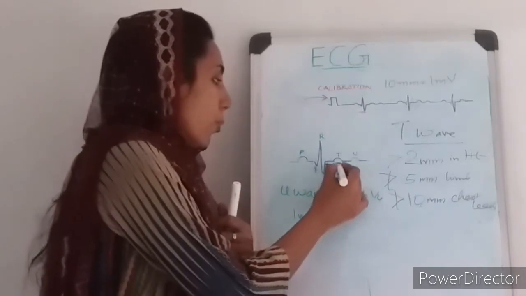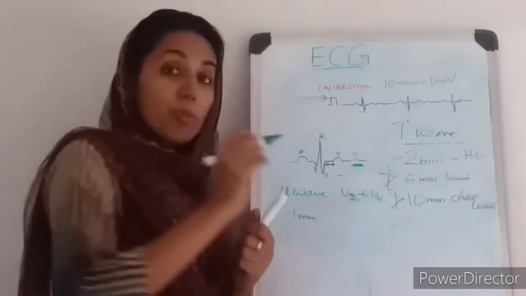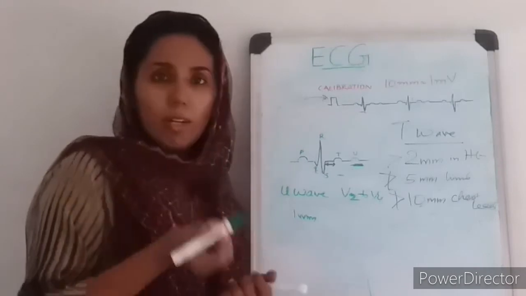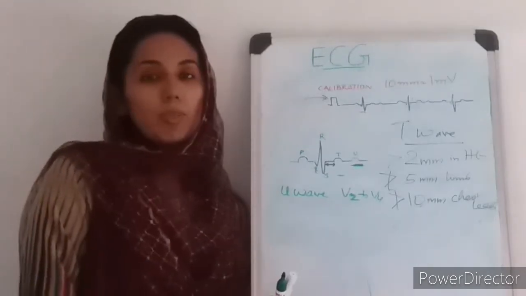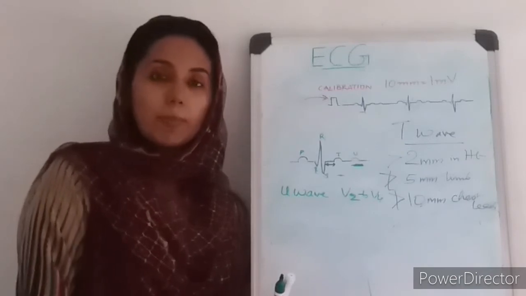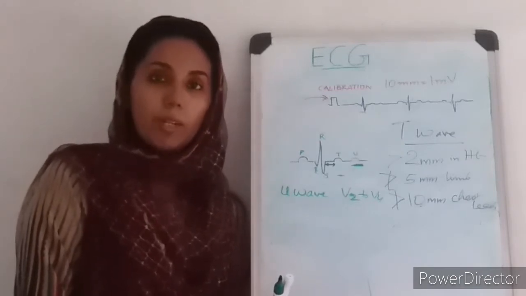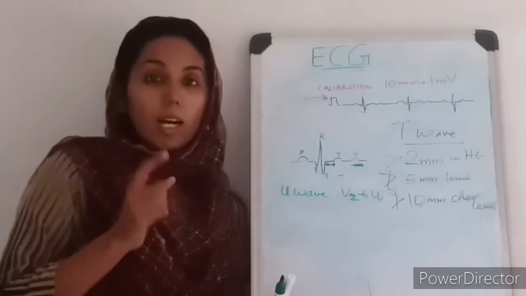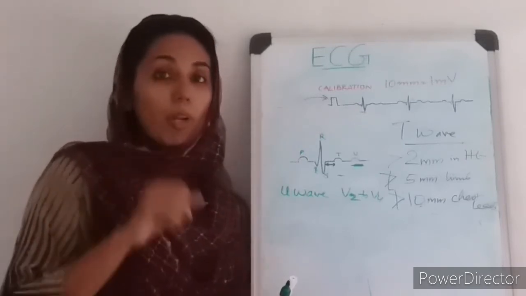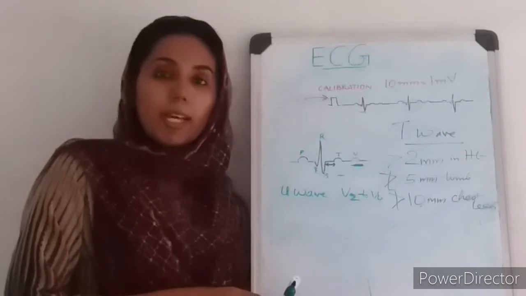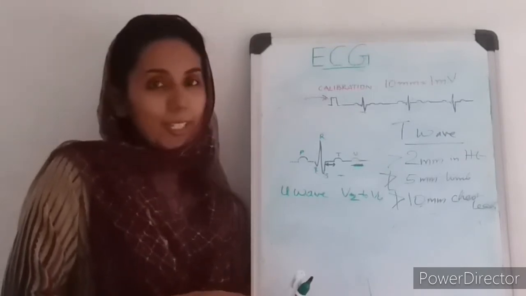Then where will you get a prominent U? Means generally U is around 1 mm only, so you get a prominent U. In certain normal individuals you may see prominent U waves, but the pathological conditions associated with prominent U waves include hypokalemia, hypercalcemia, that is calcium is more, hyperthyroidism, bradycardia, etc.